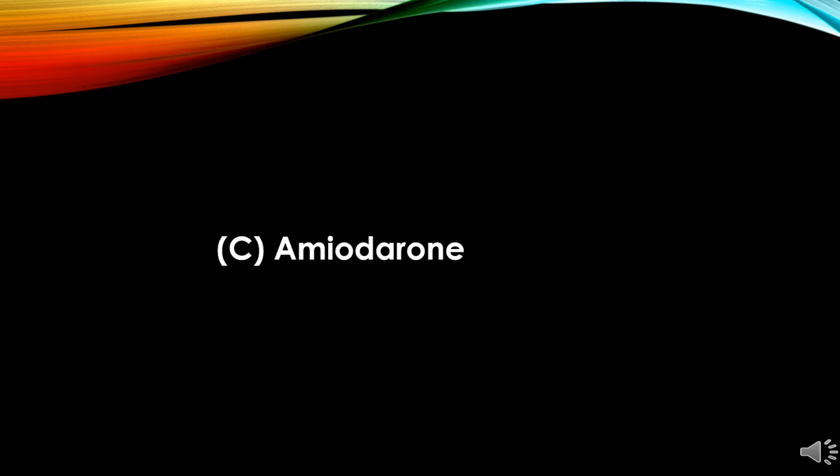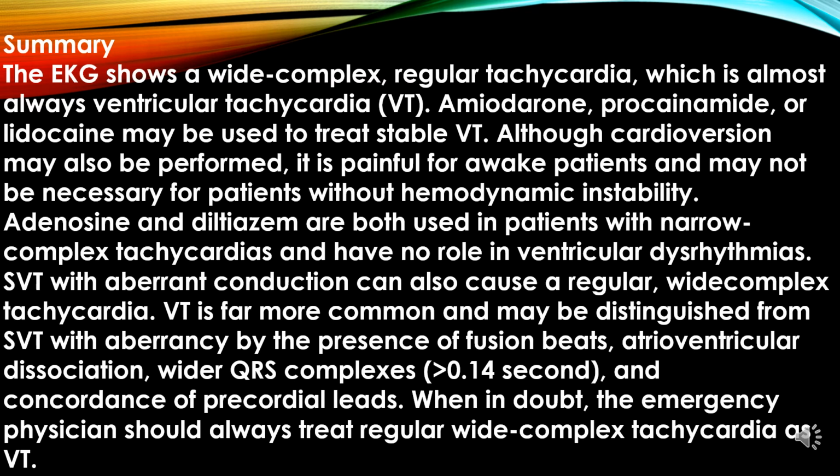C. Amiodarone. Summary. The EKG shows a wide complex, regular tachycardia, which is almost always ventricular tachycardia. Amiodarone, procainamide, or lidocaine may be used to treat stable VT. Although cardioversion may also be performed, it is painful for awake patients and may not be necessary for patients without hemodynamic instability. Adenosine and diltiazem are both used in patients with narrow-complex tachycardias and have no role in ventricular dysrhythmias.